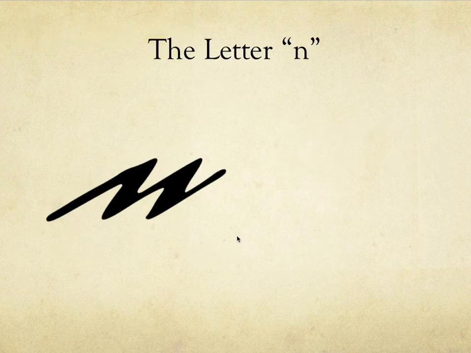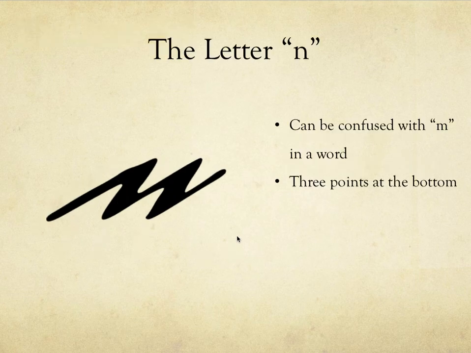Whereas the N, on the other hand, only has 3 points at the bottom. 1, 2, 3. So if you're not sure if it's an M or an N, count your points. 4 for an M, 3 for an N.